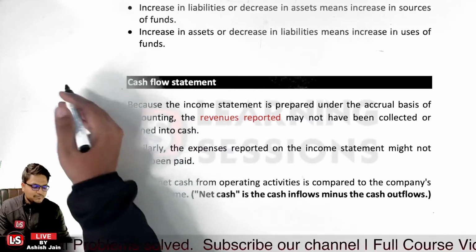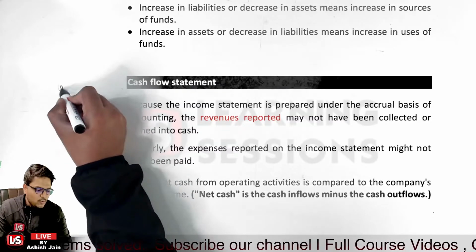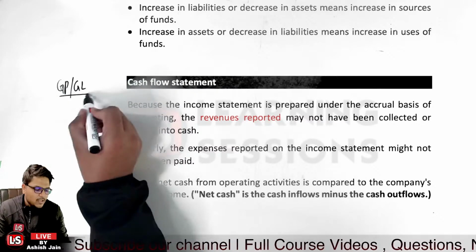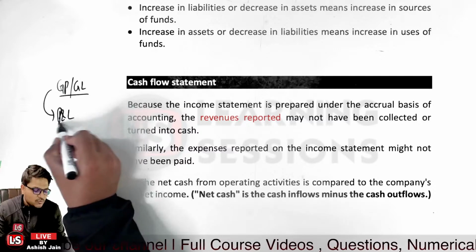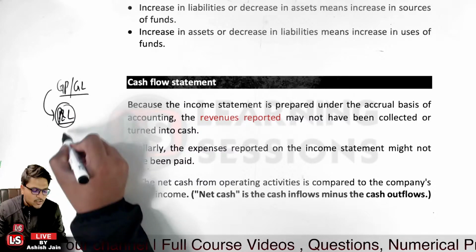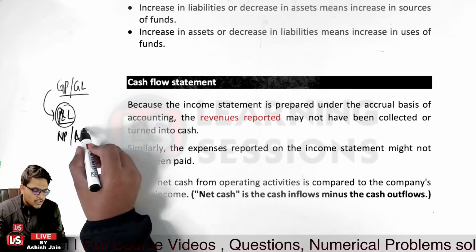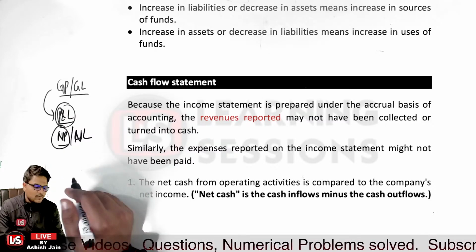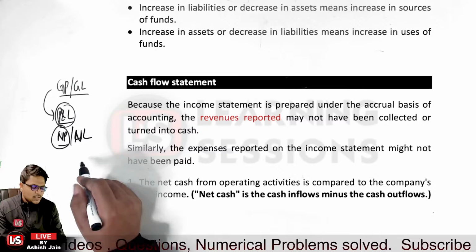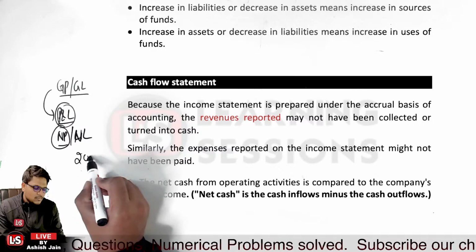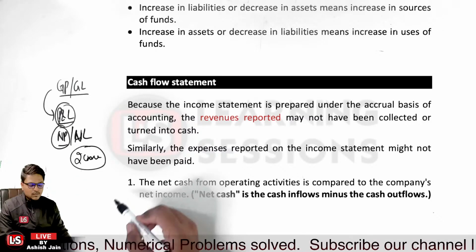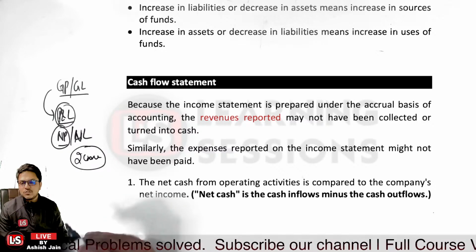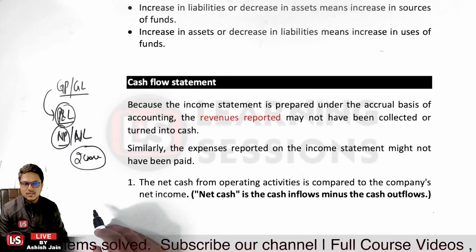Now I just told you that we determine a certain gross profit or gross loss from the trading account, and then we prepare the profit and loss account so as to ascertain the net profit or net loss. Now if I say that the net profit of the firm is 2 crore rupees, does it actually mean that the company will be having 2 crore rupees in hand in cash or as bank balance? Would it be possible?